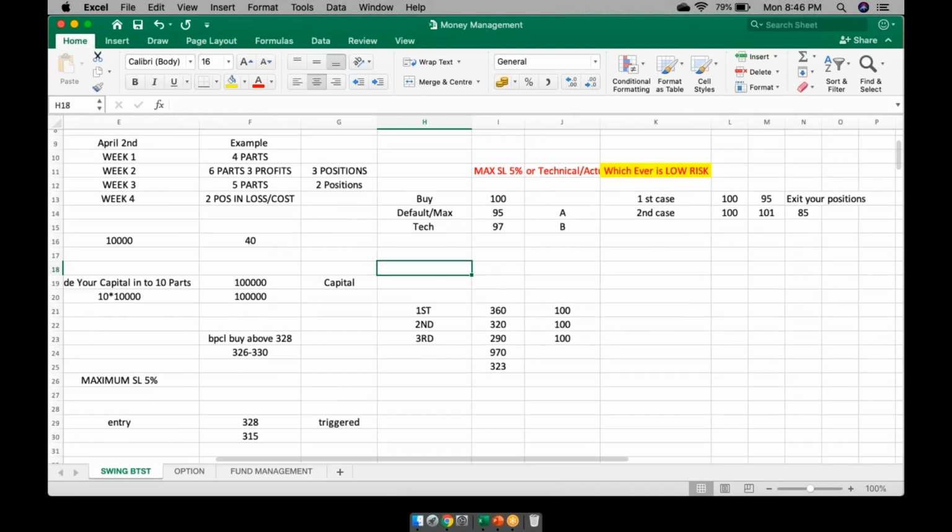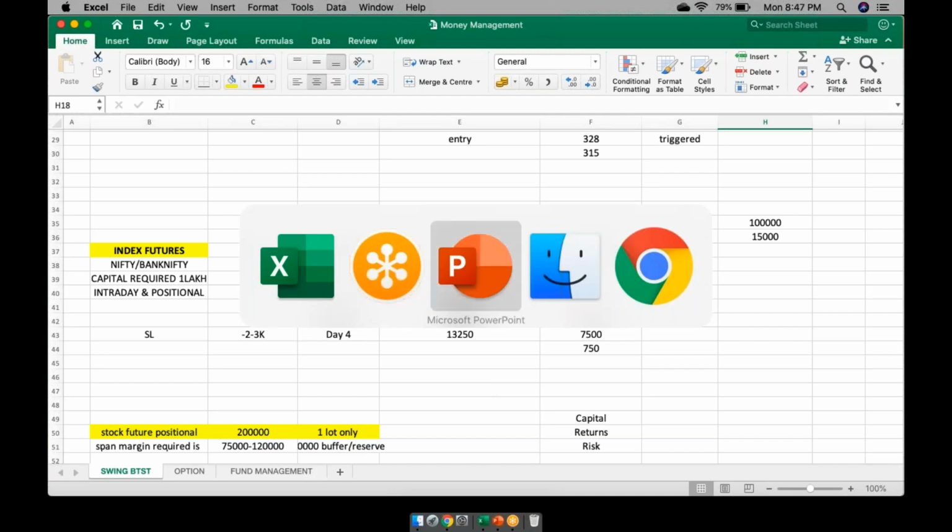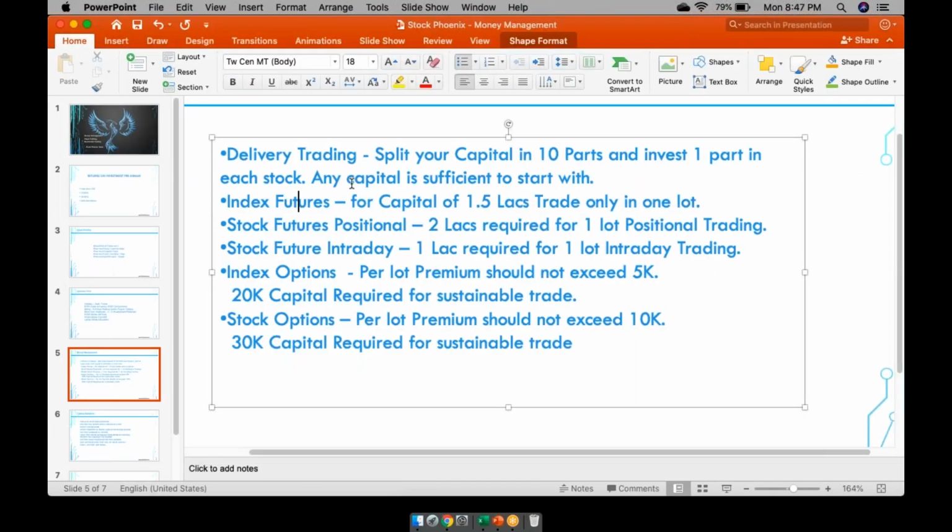Now let's try to complete the existing topics. Next, we have learned about delivery trading, which is very, very important. The rest, all things we will study in more detail.